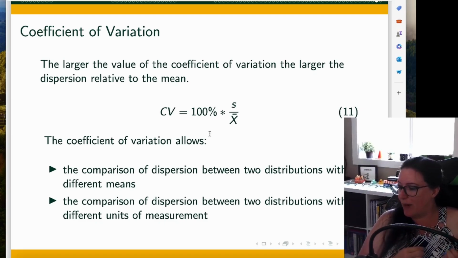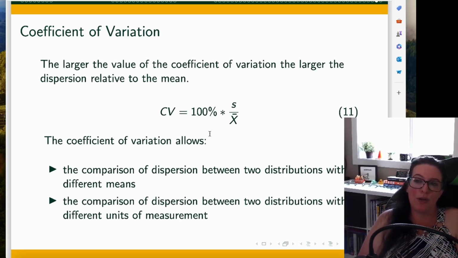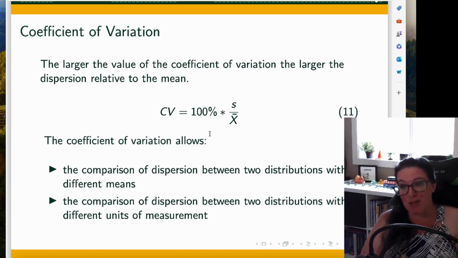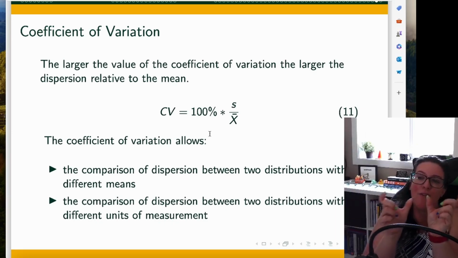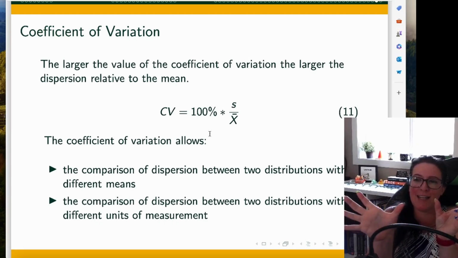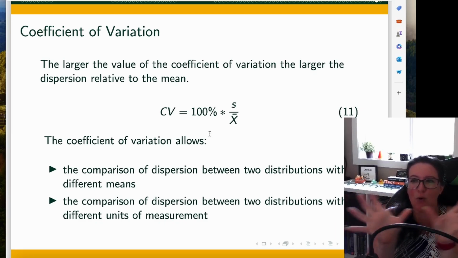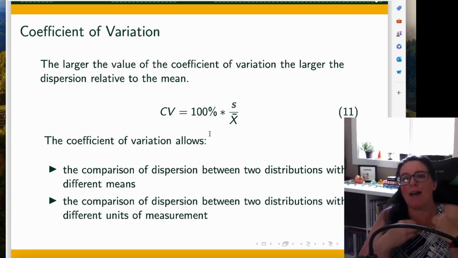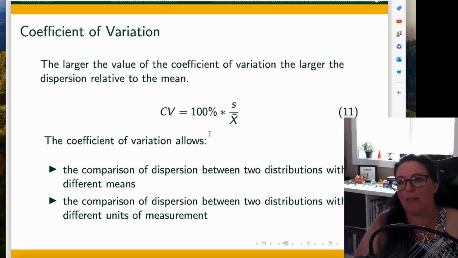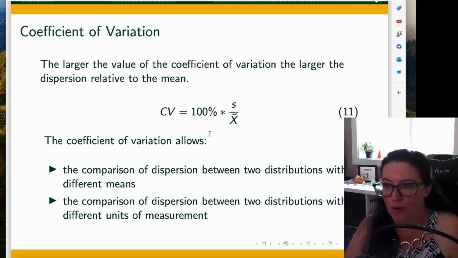So it allows for comparison between two different distributions with different means or two distributions with different units of measurement. Because the other challenge is if you're trying to compare variability and one is in inches and one is in centimeters, they're of course going to have different variability because of the units you're measuring it in. So by standardizing it, by dividing by the average, it helps for that comparison.